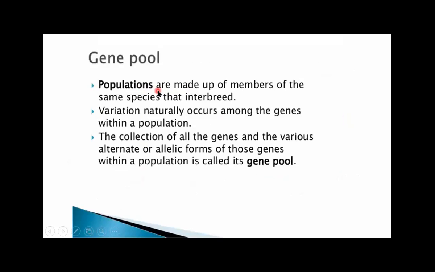What is the gene pool? Populations are made up of the members of the same species that interbreed, and variation naturally occurs among the genes within a population, and the collection of all the genes and the various alternate or allelic forms of those genes within a population is called the gene pool. So we can say that all the genes and alleles in a population are called the gene pool.